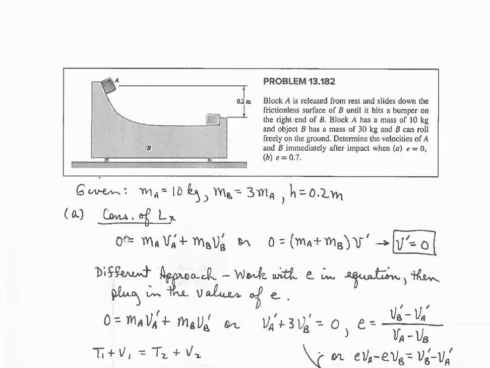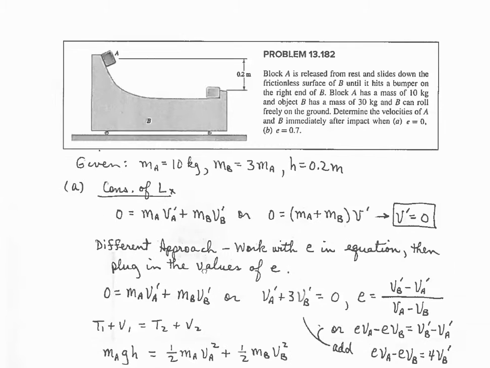of linear momentum in x, which means we start off with zero momentum. We'll end up with m_A v_A prime plus m_B v_B prime, where these are velocities after impact. Since v_A prime and v_B prime are the same, because the blocks stick together when the coefficient of restitution is 0, we can rewrite that as zero equals (m_A plus m_B) times one velocity. We get v prime equal to 0, which means that v_A prime is 0 and v_B prime is 0.